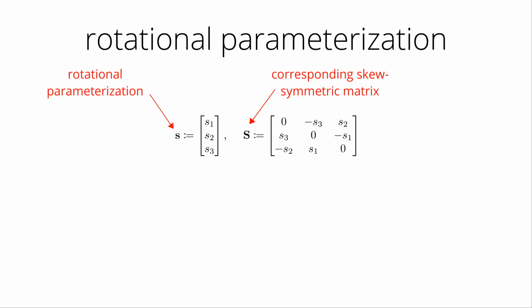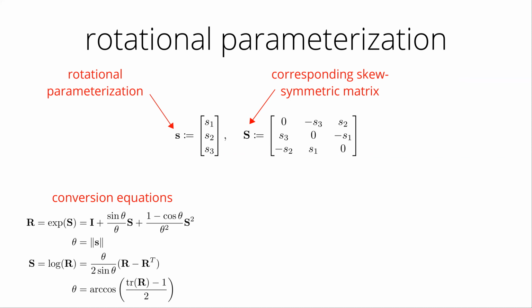In this paper, we parameterize rotation using the tangent space of the group of rotation matrices. This parameterization is also sometimes called exponential coordinates, and it also corresponds to an axis angle representation where you have a unit length axis times the angle of rotation. We let lowercase s denote our rotational parameters, and capital S denote the corresponding skew symmetric matrix. We'll use both lowercase and capital S to refer to the rotational parameters in the filter.